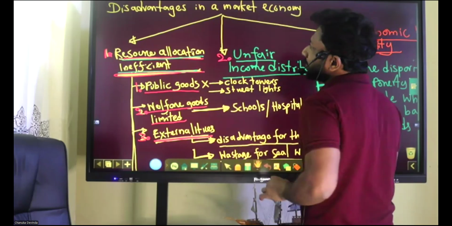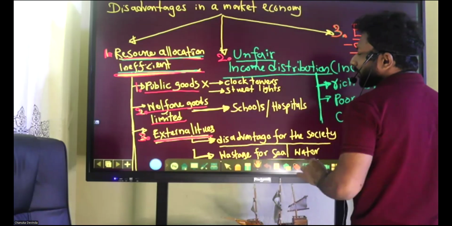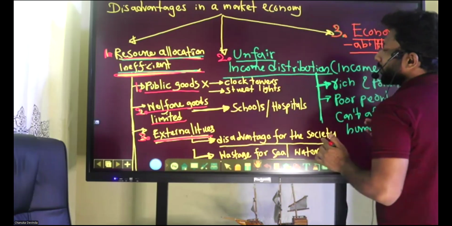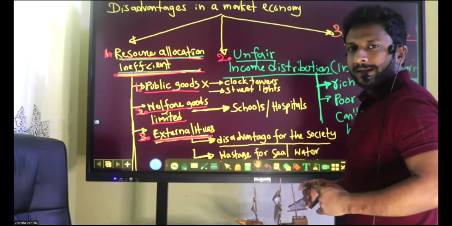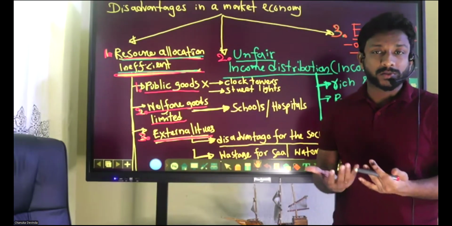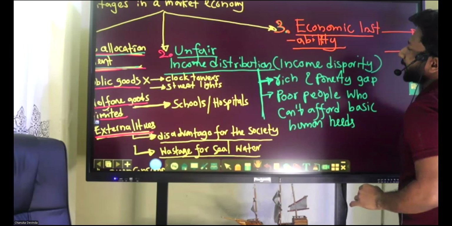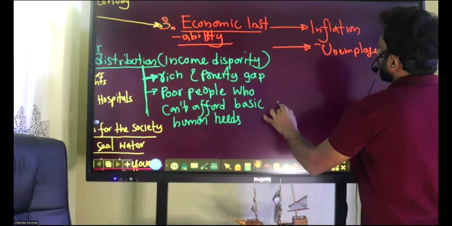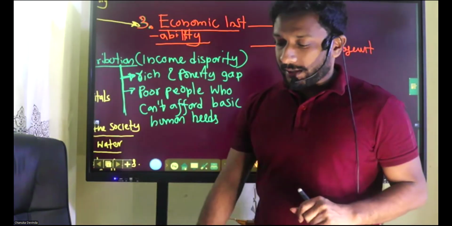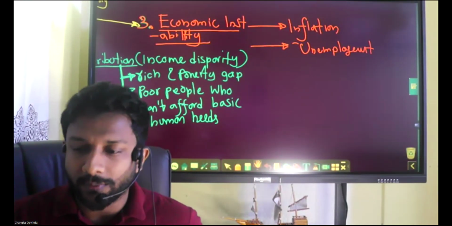So when it comes to disadvantages in the market economy, there are three things. First one, resource allocation is inefficient. Second one is unfair income distribution between households. That means a rich and poverty gap is there. There are some people who can't afford basic needs. There are beggars, so that will be a problem. Third one is economic instability. That means economic problems are there, such as inflation, unemployment. So this is why market economy is not good. Disadvantages of the market economy.